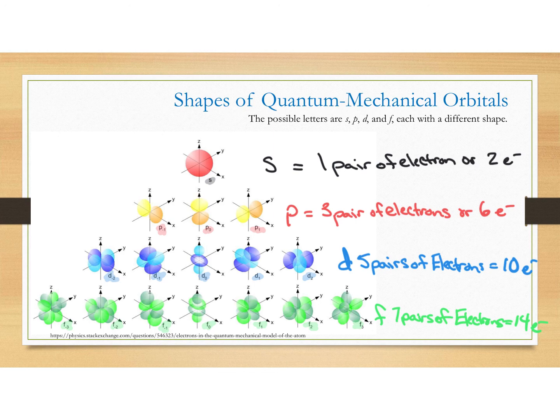Now, you will also hear the pair of electrons referred to as the orbitals. How many orbitals do I have going around the nucleus of my atom?